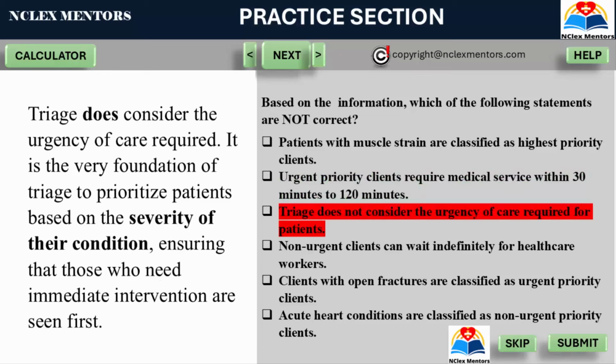Option C, triage does not consider the urgency of care required for patients. This is incorrect. This statement is false. Triage does consider the urgency of care required. It is the very foundation of triage to prioritize patients based on the severity of their condition, ensuring that those who need immediate intervention are seen first.